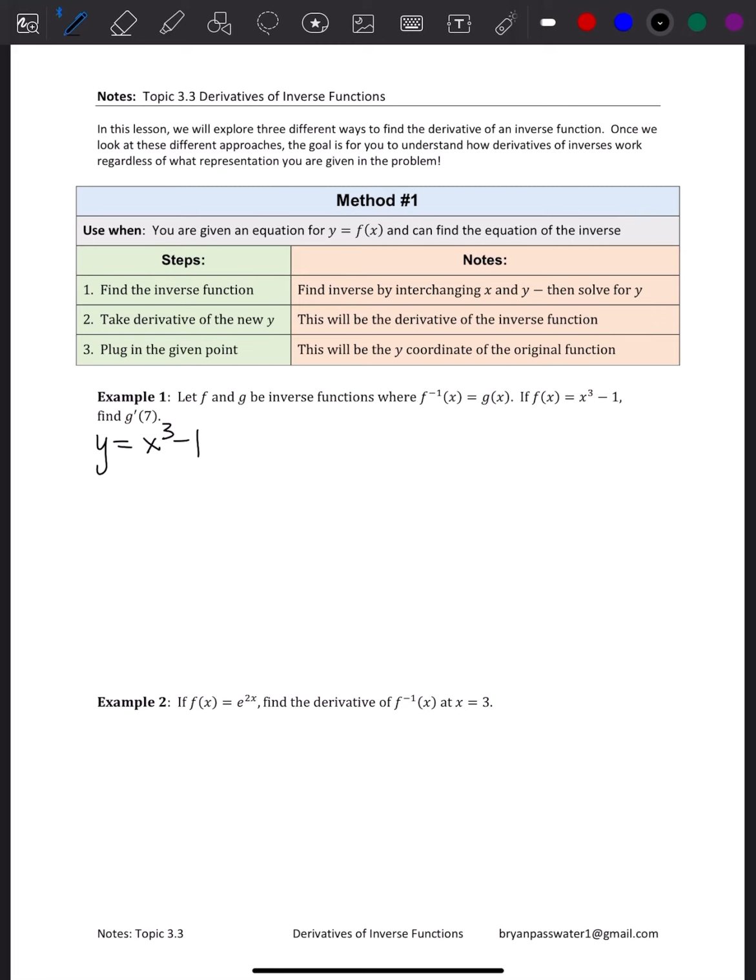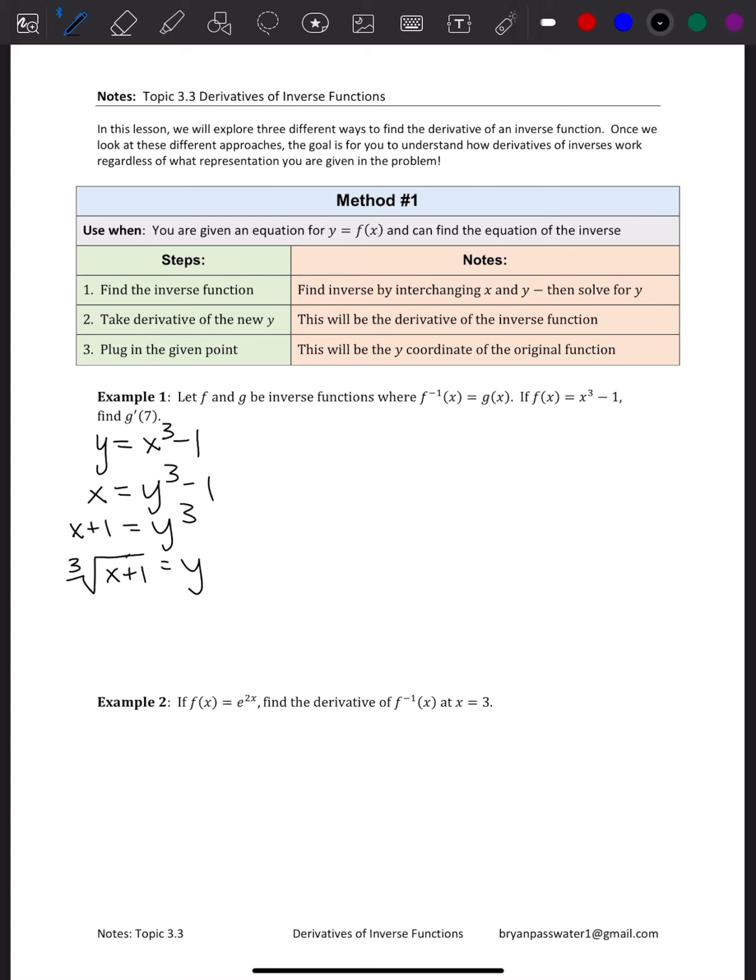So we are going to change which one x is and which one y is. So x is equal to y cubed minus 1. Now we're just going to try to get y by itself. I'm going to add 1 to both sides, so we get x plus 1 equals y cubed, and then I'm going to take the cube root. So we have the cube root of x plus 1 is equal to y.